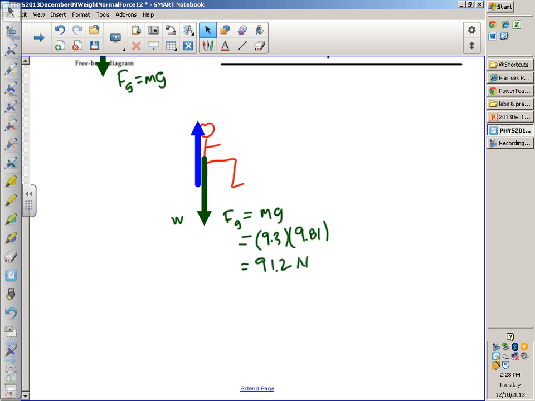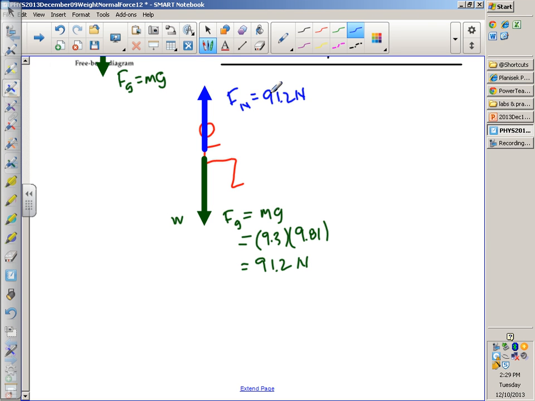Where does that force come from? The chair that she's sitting on. So that would be a normal force because it comes from a surface. And in this case, it would have to be 91.2.